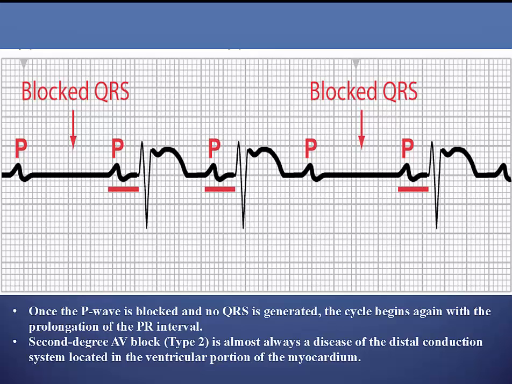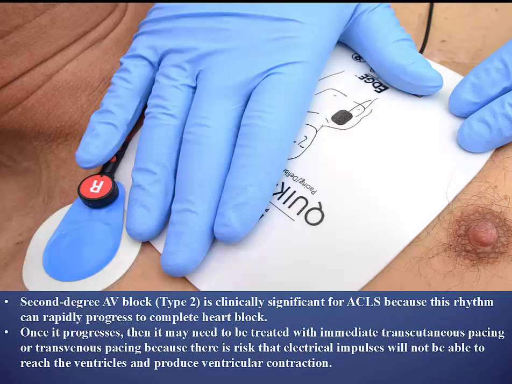Second degree AV block type 2 is almost always a disease of the distal conduction system located in the ventricular portion of the myocardium. Second degree AV block type 2 is clinically significant for ACLS because this rhythm can rapidly progress to complete heart block. Once it progresses, then it may need to be treated with immediate transcutaneous pacing or transvenous pacing because there is a risk that electrical impulses will not be able to reach the ventricles and produce ventricular contractions.